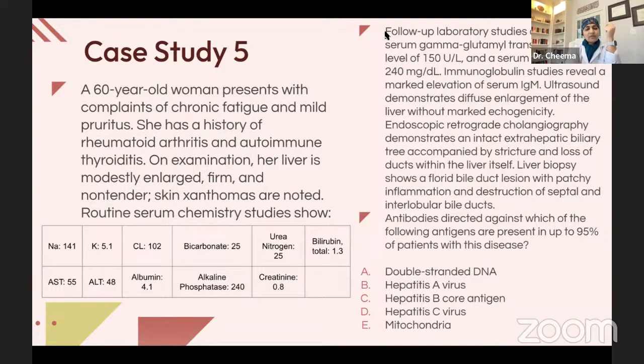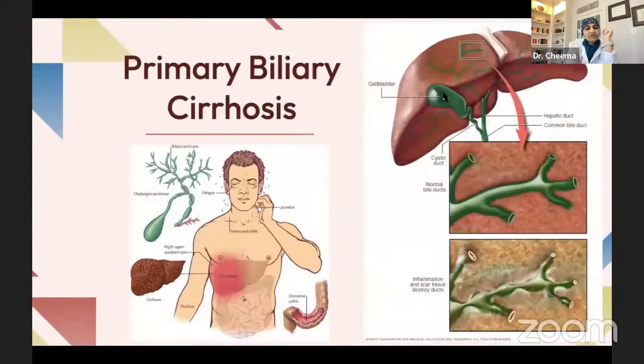Now this is an autoimmune disorder, and they want to know which antibodies are present. So the answer is E, mitochondria. This disease is called primary biliary cirrhosis. This is an autoimmune disorder.